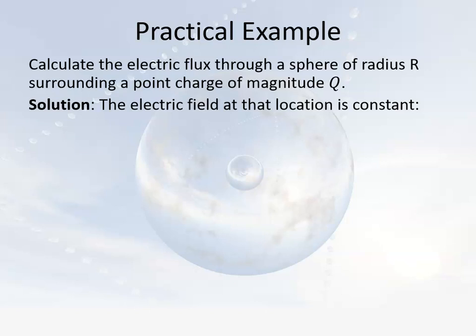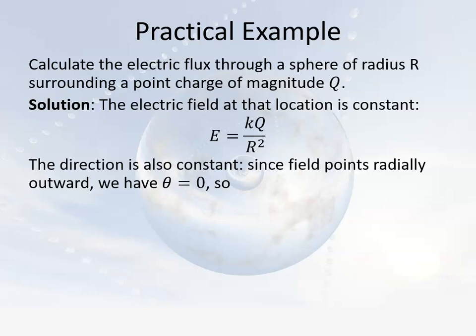Well, here's the thing. At any particular distance, capital R, away from that point charge, the electric field there is constant. We already know that. This is from Coulomb's law back in chapter 26. So the direction is also constant, because since our sphere is concentric with our point charge, at least we're assuming it is, then the electric field is always going to be pointing radially outward from our surface. In other words, it's going to be pointed in the same direction as any unit normal vector at any particular part of that surface. In other words, if you pick a point on that surface, the angle between the electric field and the normal to the surface is always going to be 0 degrees.